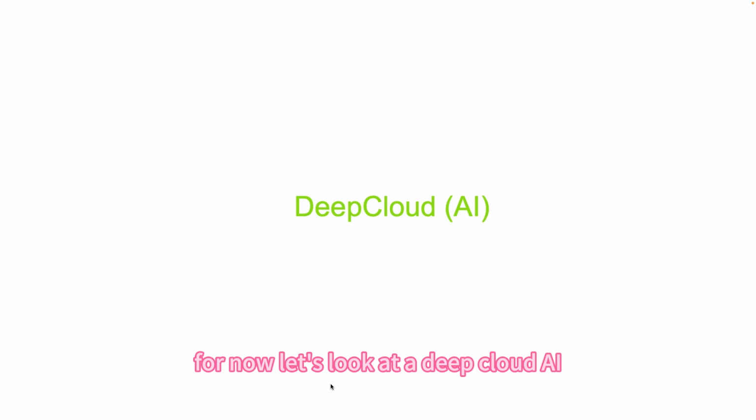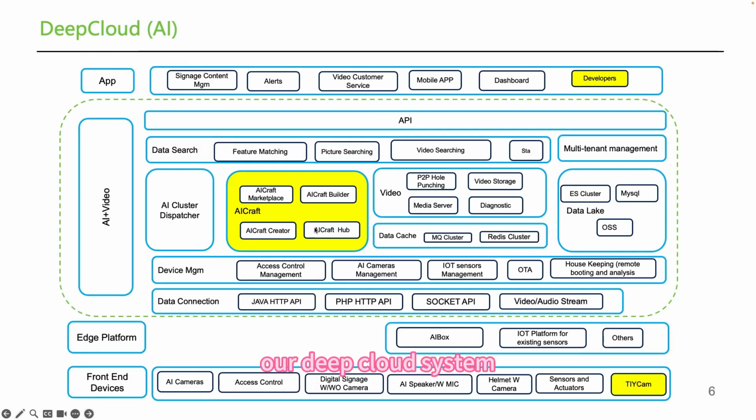For now, let's look at Deep Cloud AI. Our Deep Cloud system consists of 4 layers. At the bottom, we have our front-end devices, which are our cameras, our signage with our cameras, our speakers, mics, sensors, actuators, and of course our TinyCam setup, all that stuff. We have a second optional layer, which is our edge platform, which may have IoT platforms for the existing sensors, and an AI box.